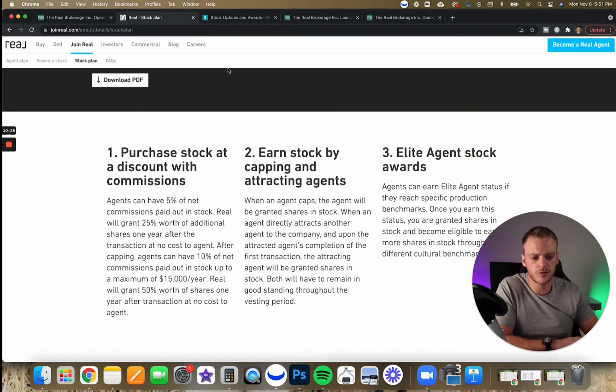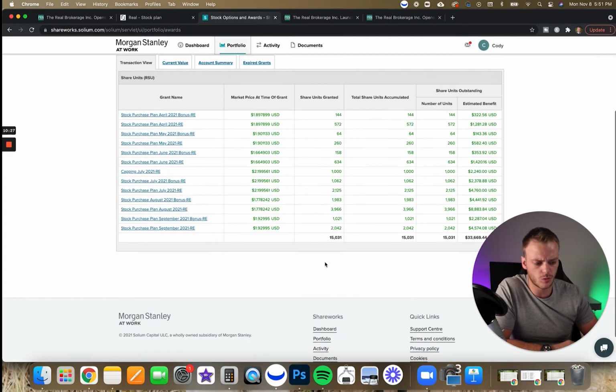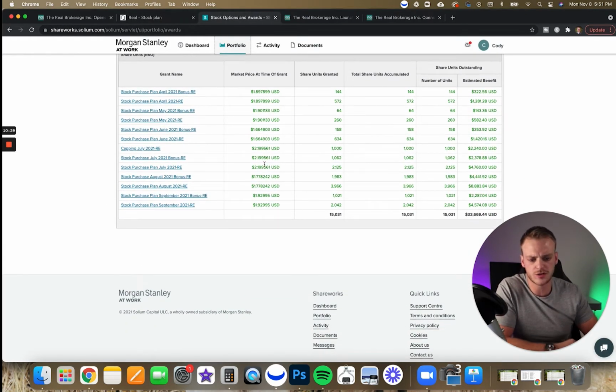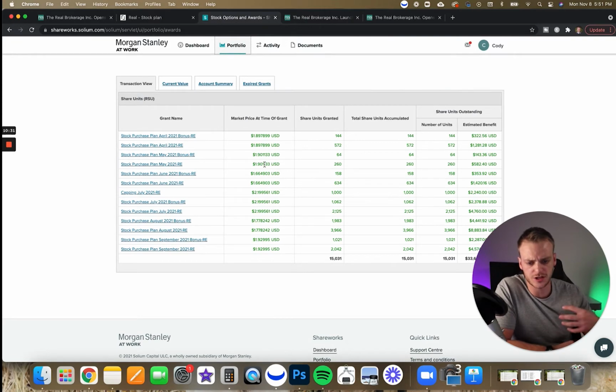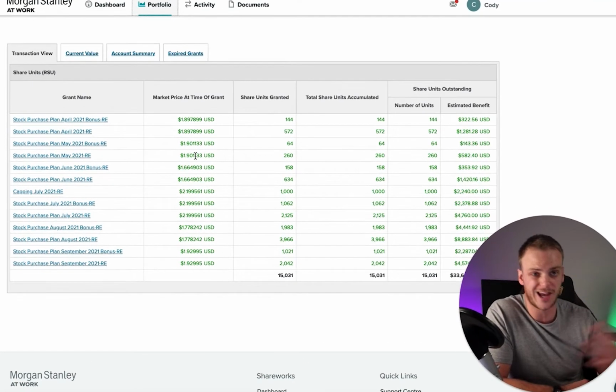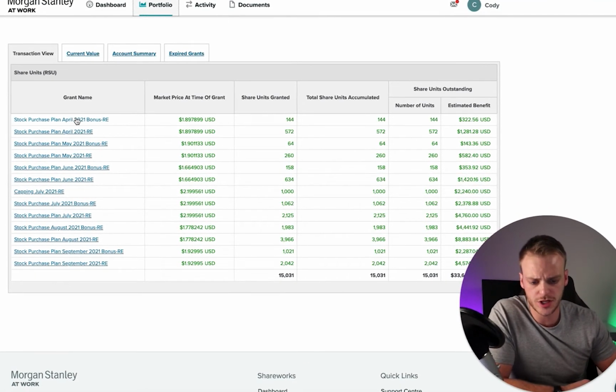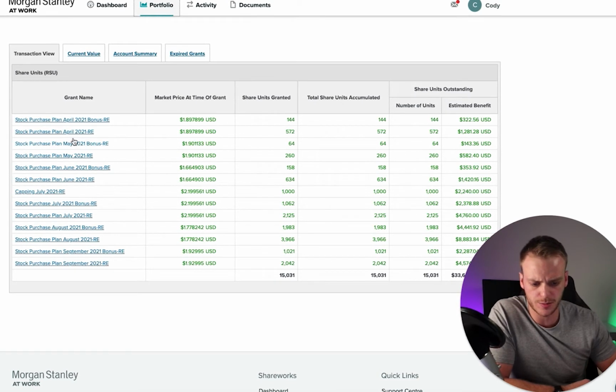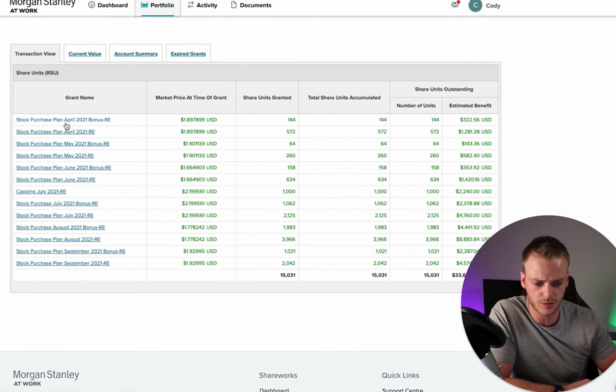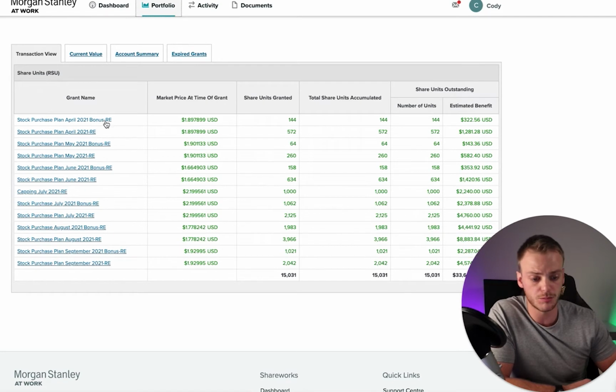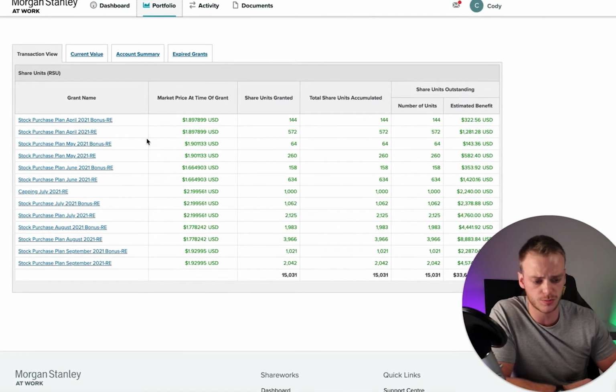Okay, so I want to come over here and actually show you my stock options and awards that I've had with the company. What you're looking at here is the ShareWorks platform, which is where they handle all of these shares. You can see here the dates. I'm not going to go through all this in depth, but you can see here what this was for. So I had a stock purchase plan in April. This is the bonus that I received, and this is the actual purchase that I paid in.